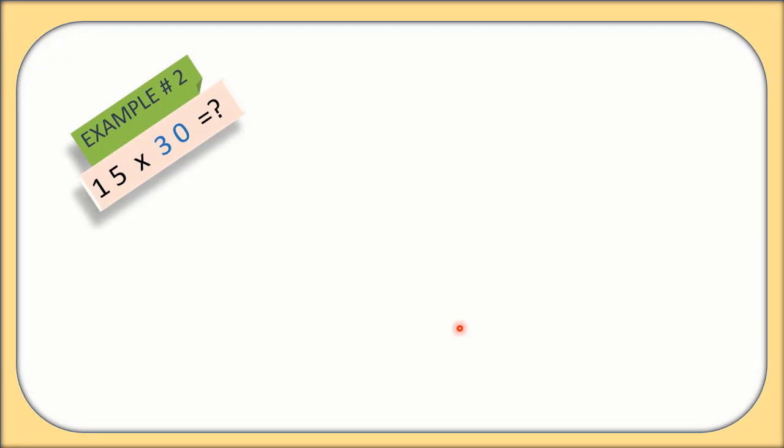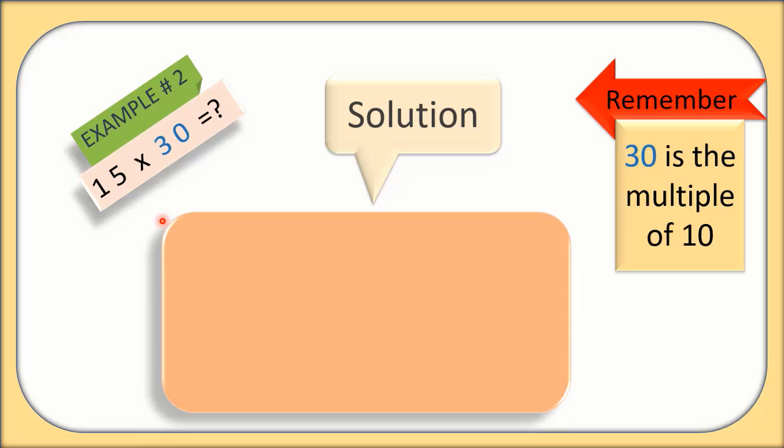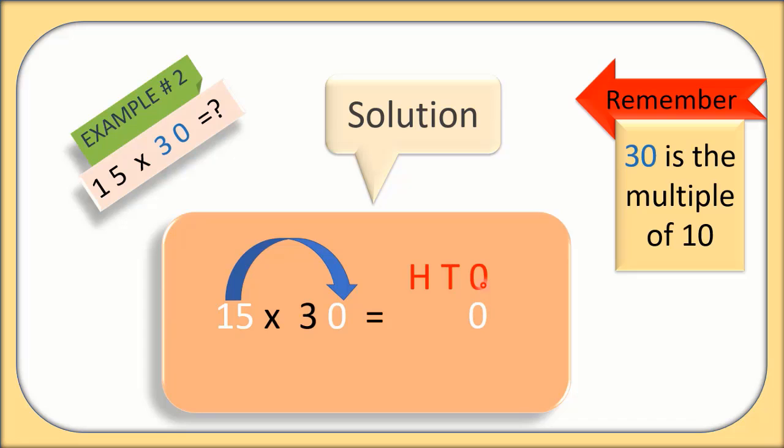So let's see the second example. And the second example is here 15 multiply 30. Do you know what is 30 here? 30 is the multiple of 10. We are going to multiply 15 by multiple of 10. There are also 2 steps for solving this. First of all, in first step you have to multiply 15 by 0 and you will get the answer 15 zeros are 0 and you will put this 0 at 1's place.